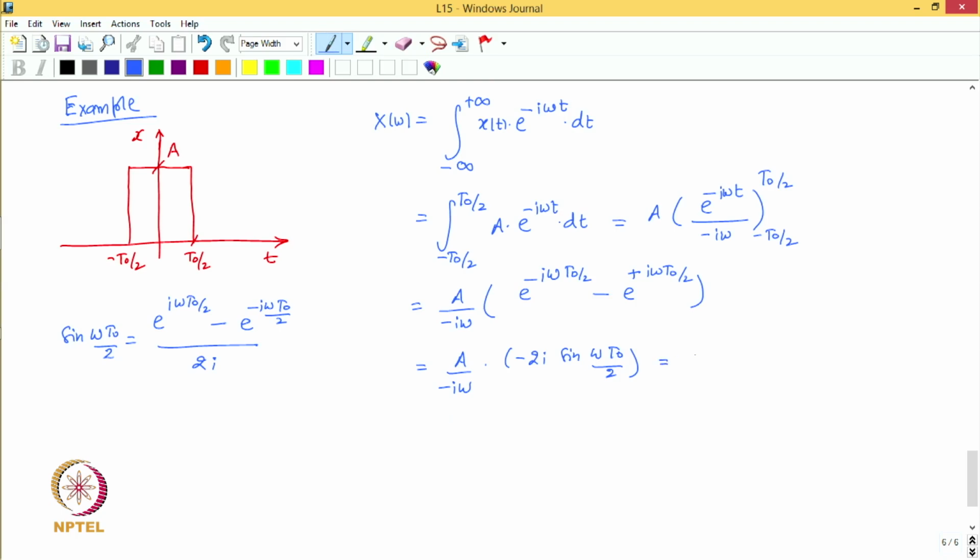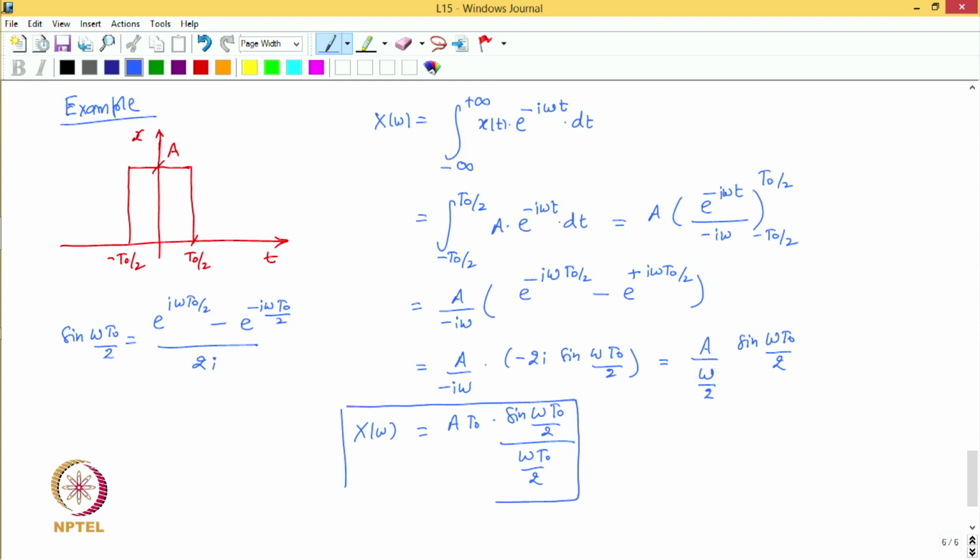Therefore we get 2A upon omega times sine omega t naught by 2, and we can also write this as A t naught into sine omega t naught by 2 upon omega t naught by 2. This is the expression we get for the Fourier transform of this rectangular pulse signal. We notice that this is no longer a discrete series, but a continuous spectrum, because omega here is continuous.